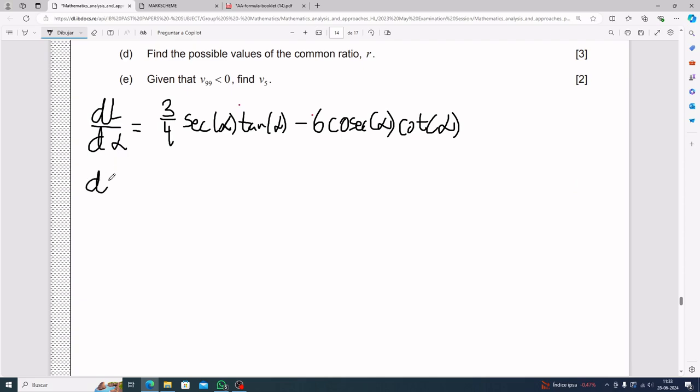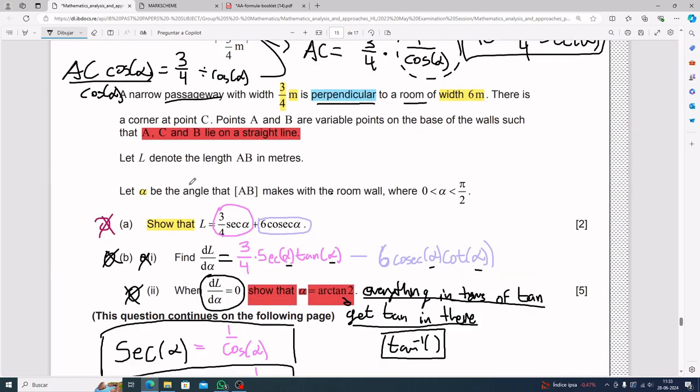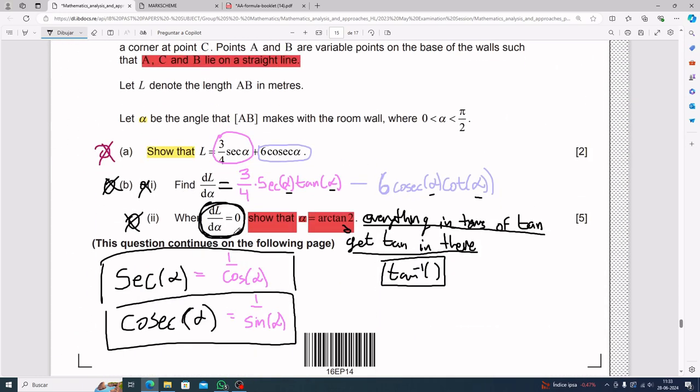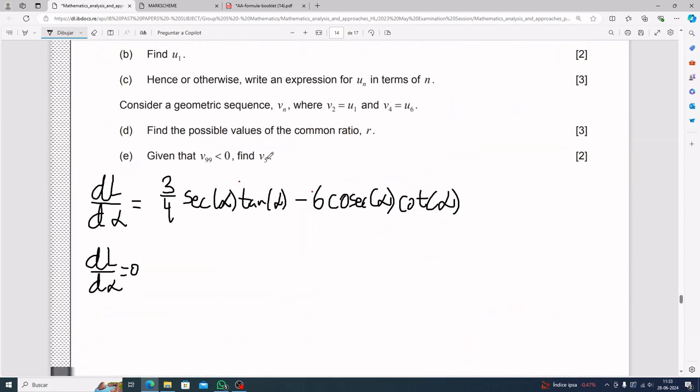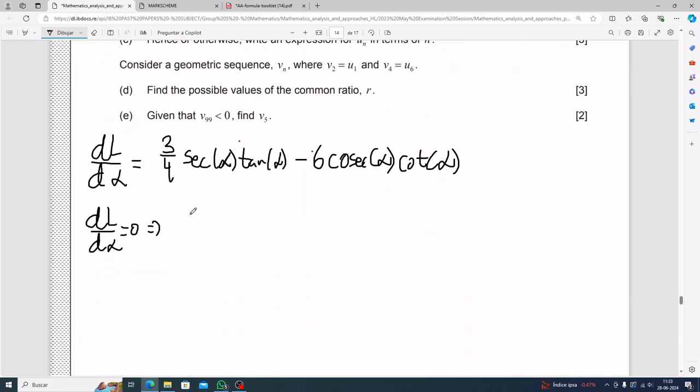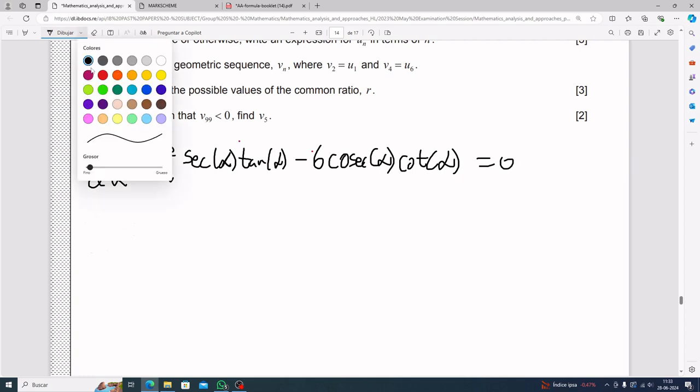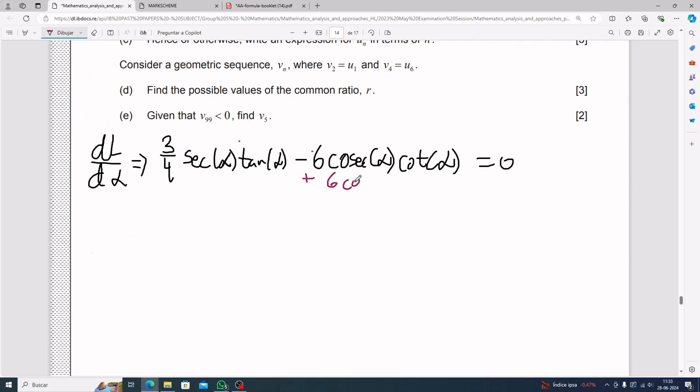And they tell us that when this equals 0, we need to show that alpha equals arctan 2, right? So first we will equal it to 0. That means you end up with 3 over 4, well really, let's make it a little quicker, right? So this whole thing equals 0. So when this whole thing equals 0, that means you can do plus this whole thing, just so that everything remains in terms of positive terms, right? So plus this to both sides. This is legal because there's only a negative affecting everything, right?